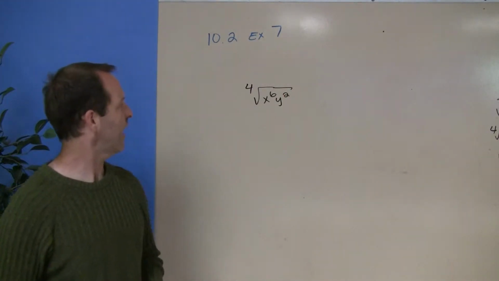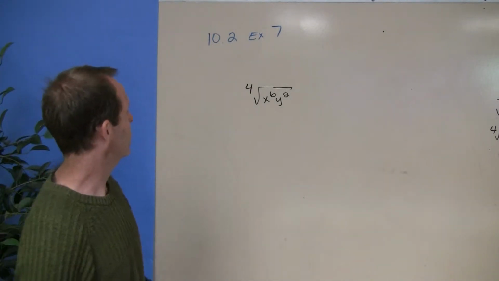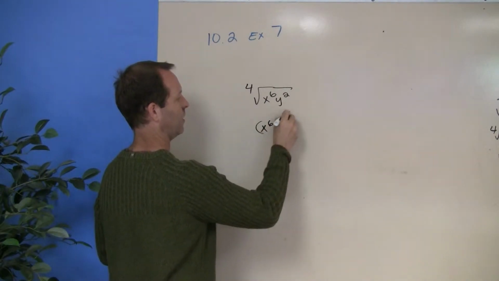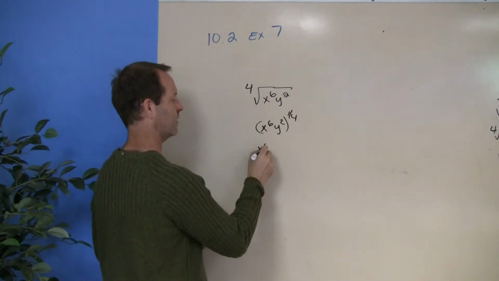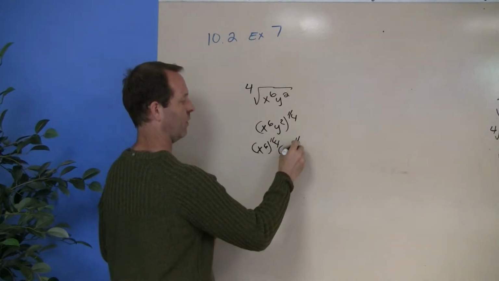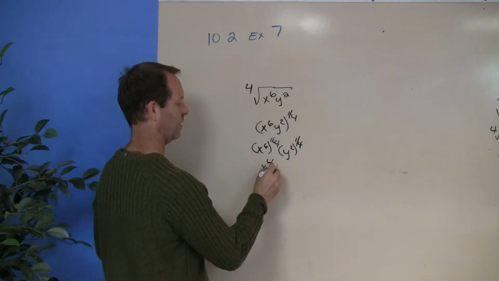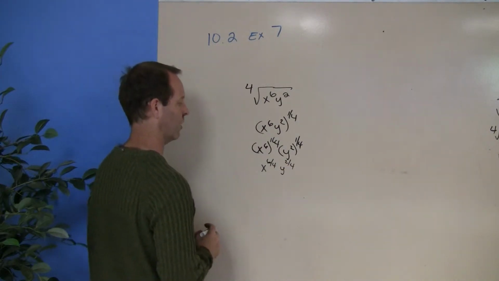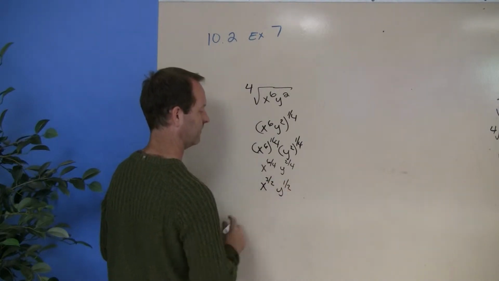The 4th root of x to the 6th y squared. I just want to see if I can reduce it, see what happens. So that becomes x to the 6th y squared all to the 1/4. Looks like I do the same thing where this becomes x to the 6th to the 1/4 times y squared to the 1/4. Exponent to an exponent, that's x to the 6/4 times y to the 2/4. Reduce the exponents where appropriate, so x to the 3/2 times y to the 1/2.